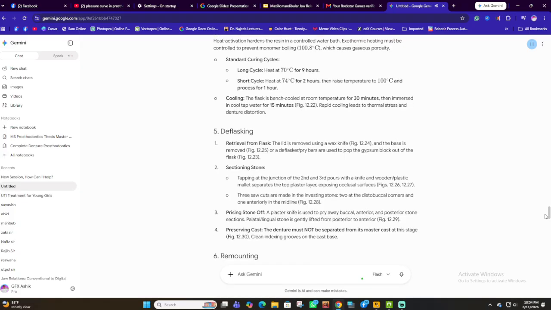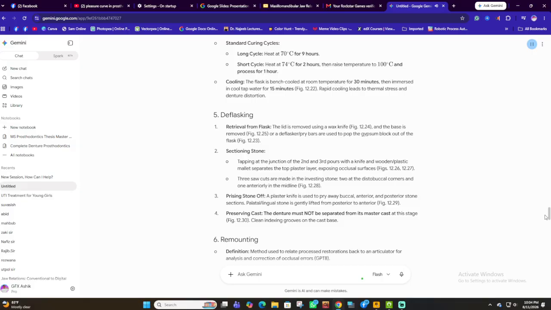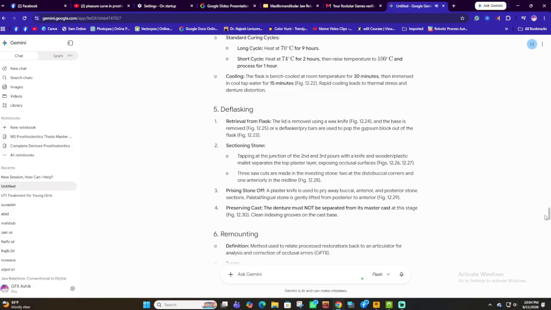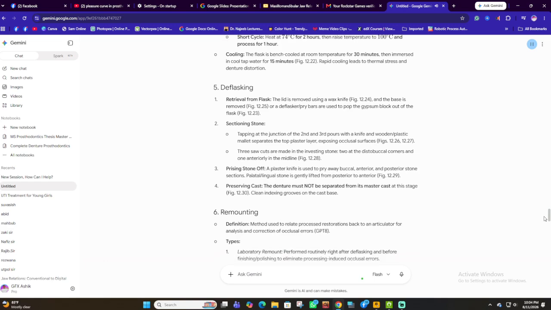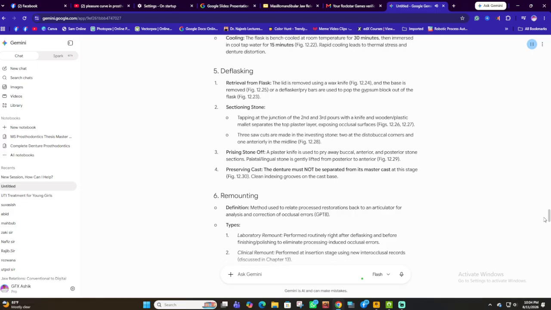3 saw cuts are made in the investing stone, 2 at the distobuccal corners and 1 anteriorly in the midline, Fig. 12.28. Prising stone off. A plaster knife is used to pry away buccal, anterior, and posterior stone sections. Palatal and lingual stone is gently lifted from posterior to anterior, Fig. 12.29. Preserving cast. The denture must not be separated from its master cast at this stage, Fig. 12.30. Clean indexing grooves on the cast base.